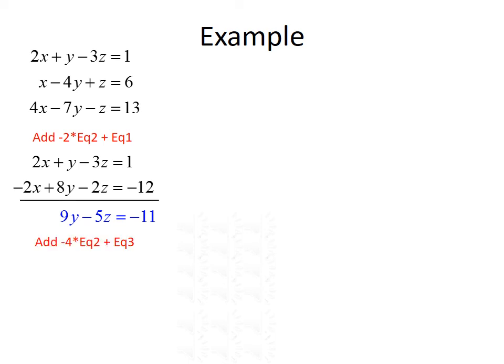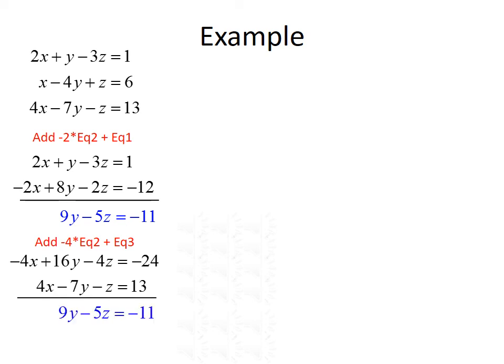Next, we'll use the elimination method with a different two equations. So looking at equations 2 and 3, let's multiply equation 2 by -4 and then add them together to cancel x. Multiplying equation 2 by -4 gives us -4x plus 16y minus 4z equals -24. And equation 3 is 4x minus 7y minus z equals 13. We'll add the two equations together. -4x plus 4x will cancel out. 16y plus -7y gives us 9y. -4z plus -z gives us -5z. And -24 plus 13 gives us -11. So we get the equation 9y minus 5z equals -11.